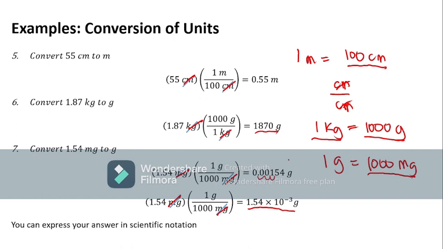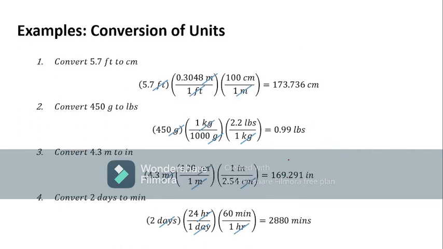Okay? Now, so what if there's no direct conversion from one unit to another? So, pwede kang gumamit ng several conversion factor. Just like this one. So, convert 5.7 feet to centimeter. So, there's no direct conversion from feet to centimeter. But we know that for every 1 foot, equivalent siya sa 0.3048 meters. Then for every 1 meter, equivalent siya sa 100 centimeter. So we can use this too.